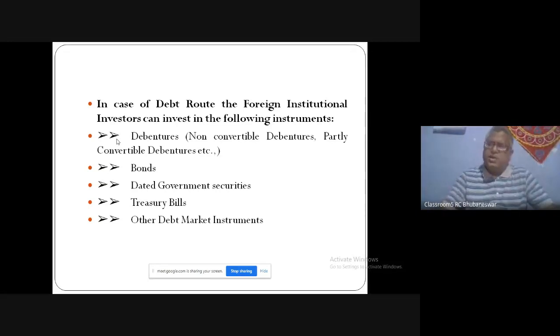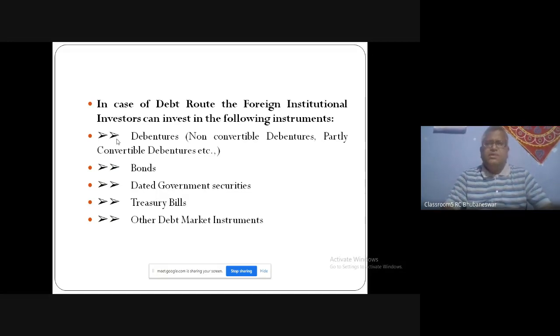Some dated government securities are also there. Treasury bills are there, called TBs. Treasury bills are different, and other types of debt market instruments are there through which they are welcoming foreign institutional investors. You invest in our Indian capital market so that our trade and commerce business can be upgraded to a greater extent.